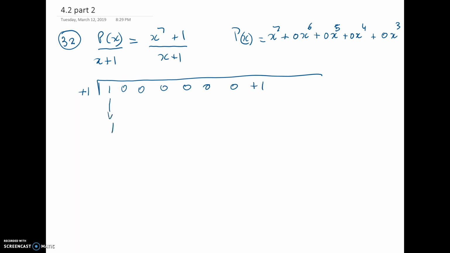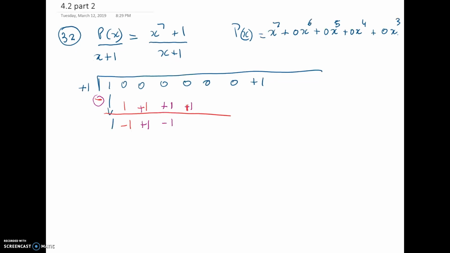I bring down the 1. 1 by 1 equal 1, and I subtract. Now I got negative 1. 1 by negative 1 equal negative 1, but because of the minus right here, this minus becomes plus, and so now I got plus 1. Plus 1 by plus 1 equal plus 1, but because of this minus right here, I'm getting now a minus 1. 1 by minus 1, it's minus 1, but because of the minus, this becomes a plus, and so now I got a plus 1.